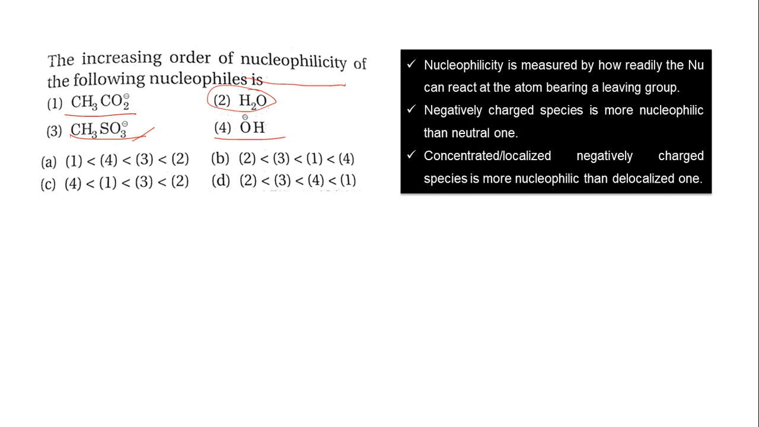Now 2 at last position means these two you can cancel. We have to choose between B and D. Now if H2O is at the last, what about the rest of the 3?